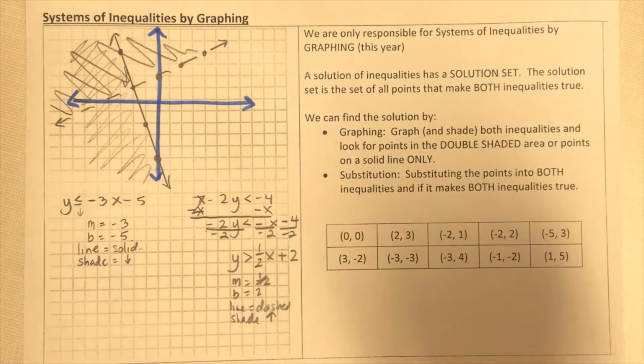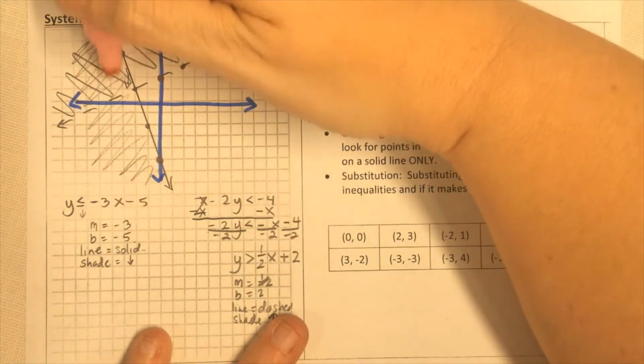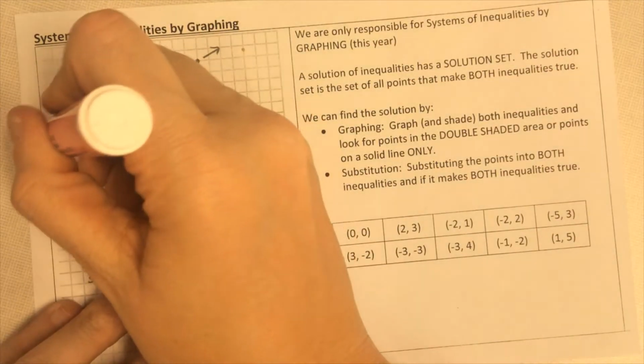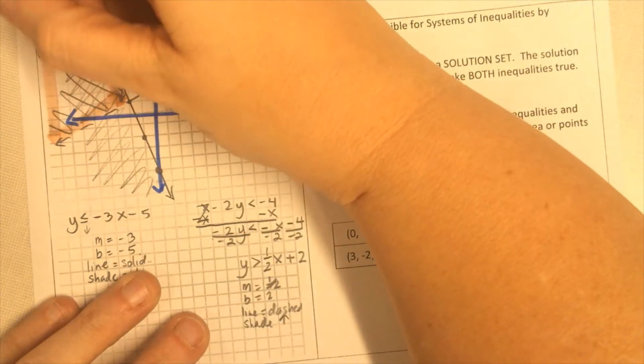Me and my highlighter. Now you don't have to highlight it. You can just look there, but I will tell you highlighting it really does make it easier to see. And I'm a fan of the highlighter. So I'm going to highlight the area where I have double shading.